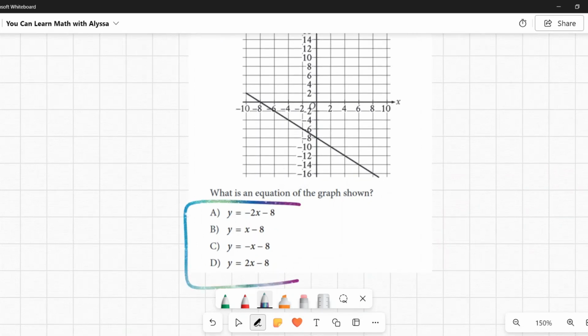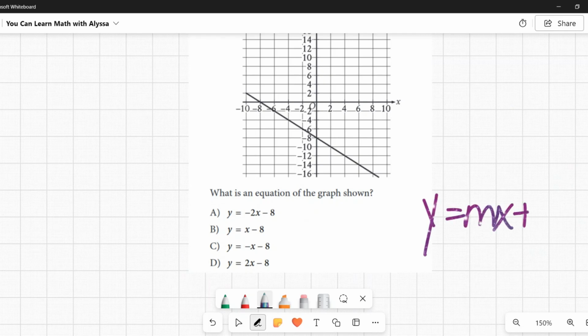Okay, so I have 4 options here, and they are all in y equals mx plus b format. So these numbers in front of the x, the m's, those are the slopes, and those b's are the y-intercepts. Now you notice they're all the same, -8. So you're like, oh, okay, I'm not being tested on finding the y-intercept because they've shown it to us already, that it's -8. So all I have to do is look at the slopes, and I have 4 different slopes here. My A slope is -2, my B slope is 1, my C slope is -1, and my D slope is 2.